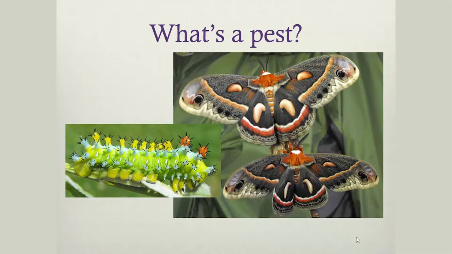Where do we draw the line on what's a pest and what's not a pest? Because I have a lot of native plants in my gardens, and I know a lot of you do too. These are the hosts of the butterflies and the moths, and of course they're also the hosts of a lot of other things that we will find in our gardens. So here this Cecropia was eating birch and, what else was it eating? Maples and wild cherry. And then they become adults. And we all like the moths, so live with the damage.